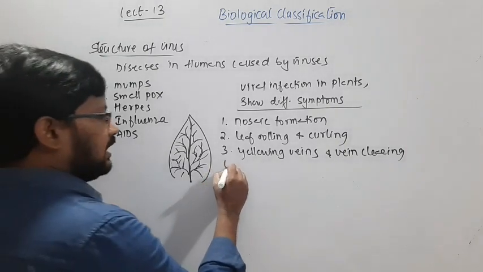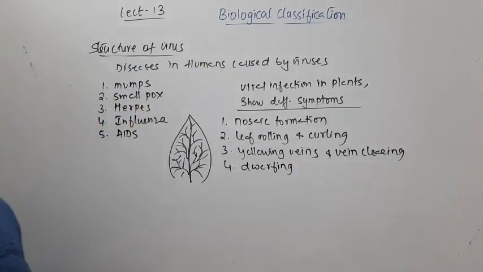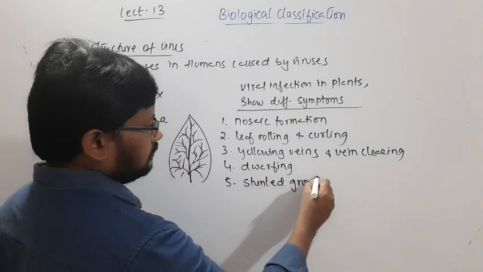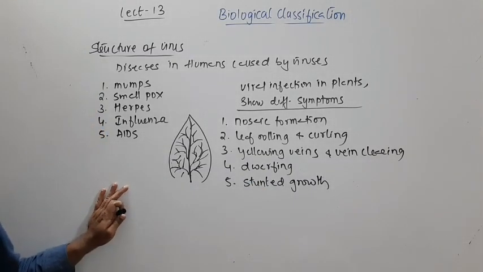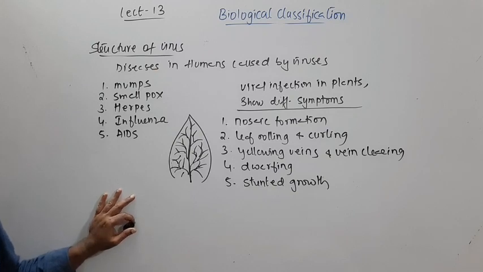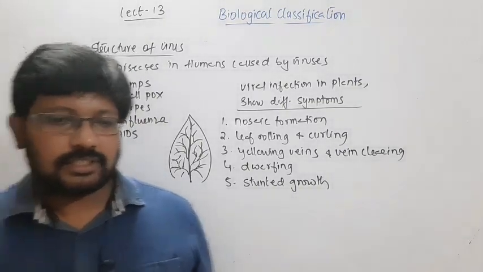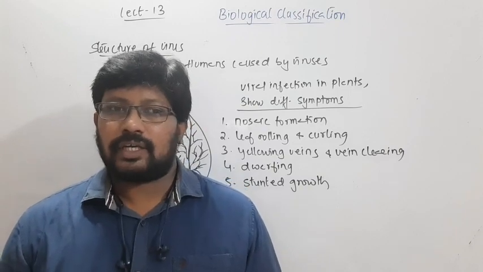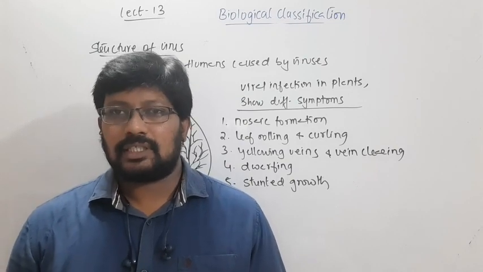And then in some plants it may show dwarfing, meaning the plant will be very short and will not grow. In some plants it shows stunted growth. So these are various symptoms in different plants when they are infected with the virus. With this, I would like to finish this session. I thought of completing prions, viroids, and lichens in this session, but those we will see in the next session.